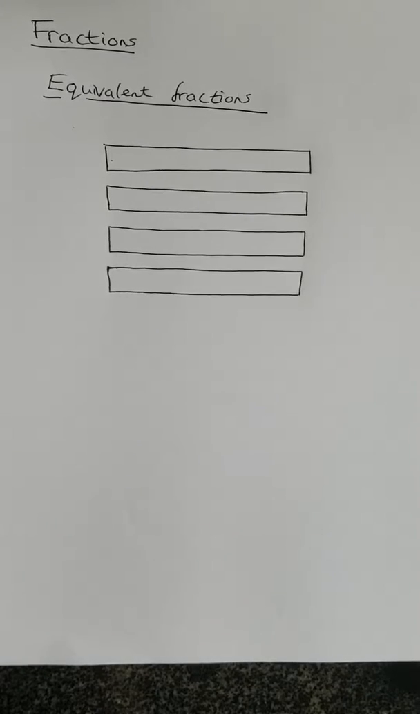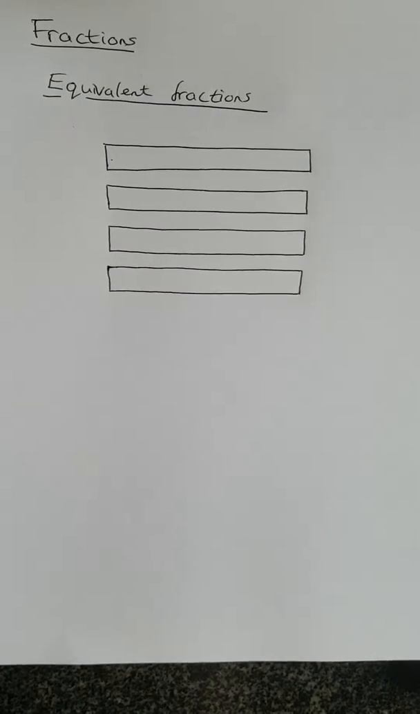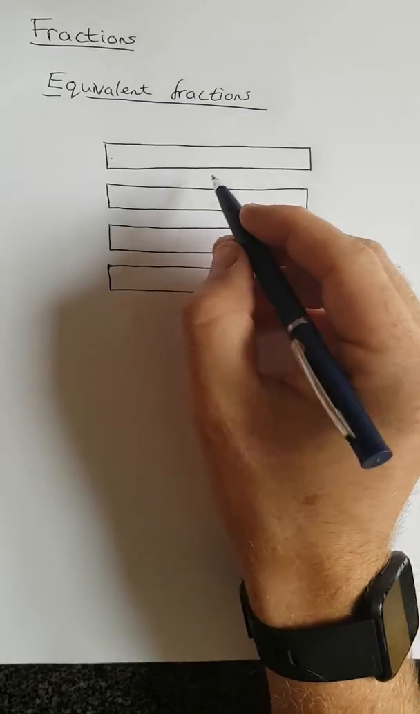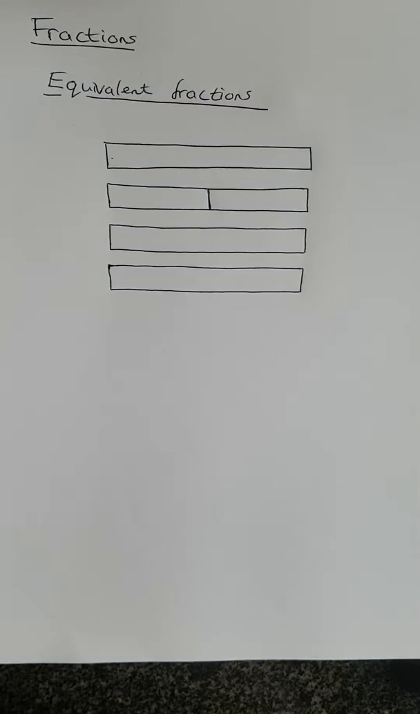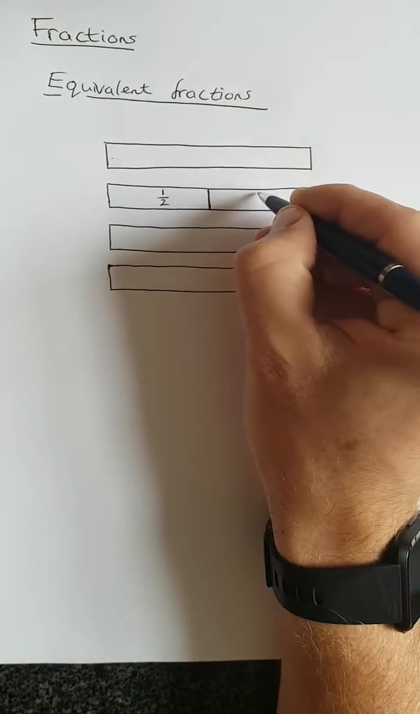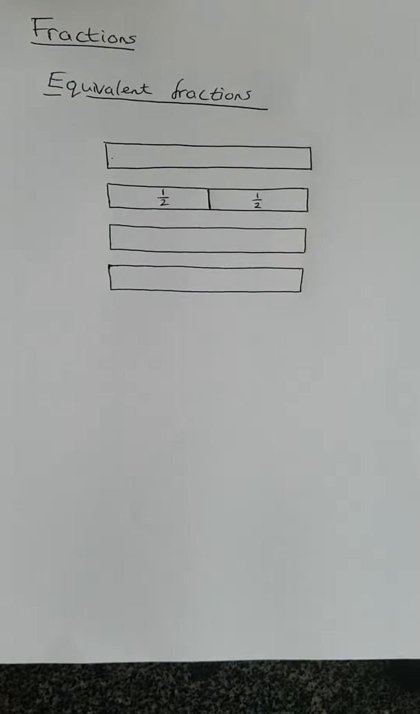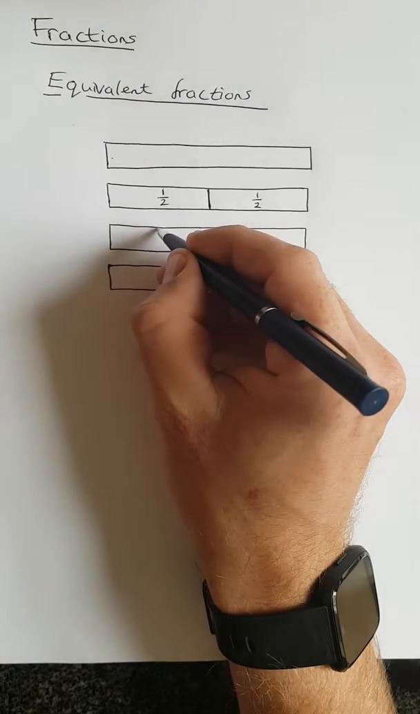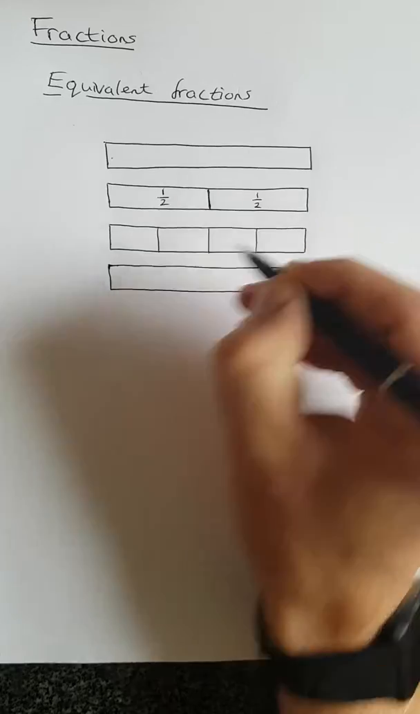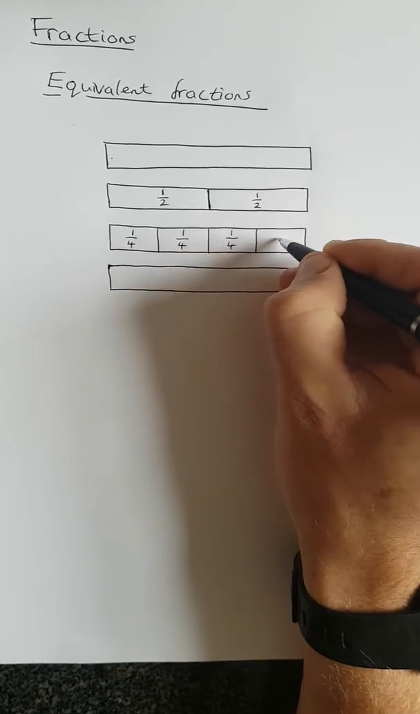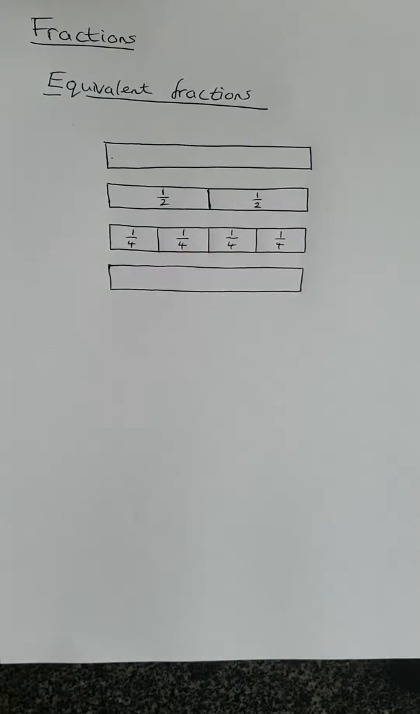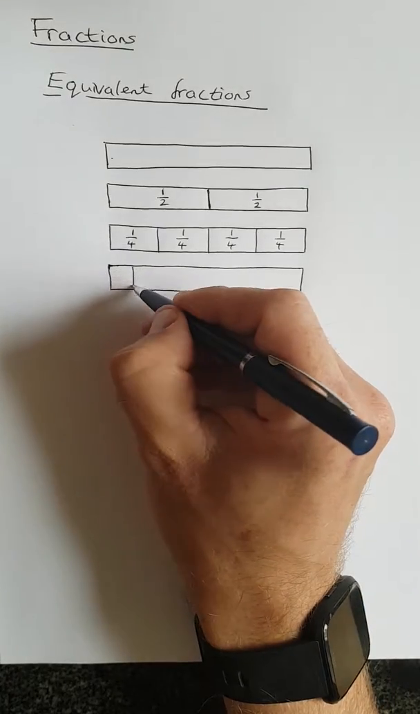Let's look at fractions now in a different way. It's something called equivalent fractions. Here is a bar of length 1. Underneath, I've cut a bar into half. Underneath that, I'm going to cut a bar into quarters. Underneath that, I'm going to cut a bar into eighths.